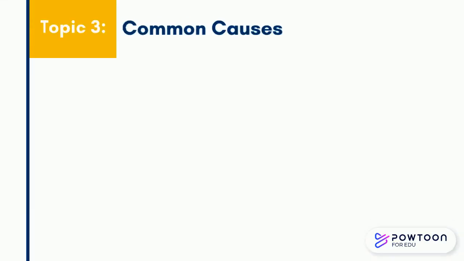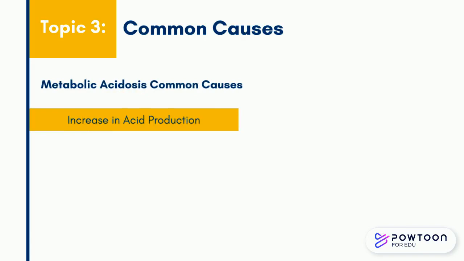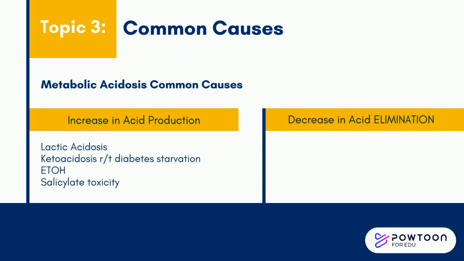Some common causes of metabolic acidosis include lactic acidosis, ketoacidosis, alcohol and aspirin toxicity, and renal failure. In renal failure, the kidneys just aren't producing enough bicarb. In lactic acidosis, that's part of a septic state when people have to use their backup cellular respiration system.